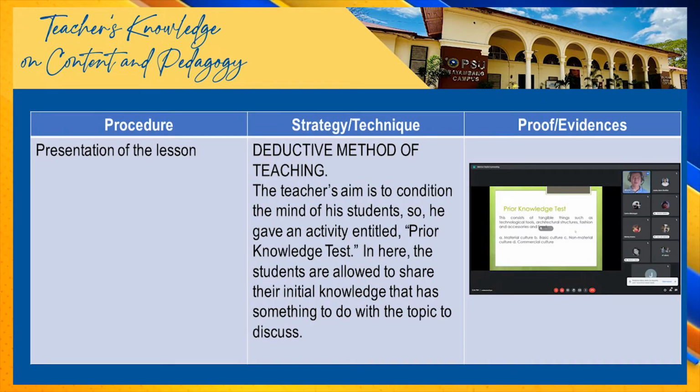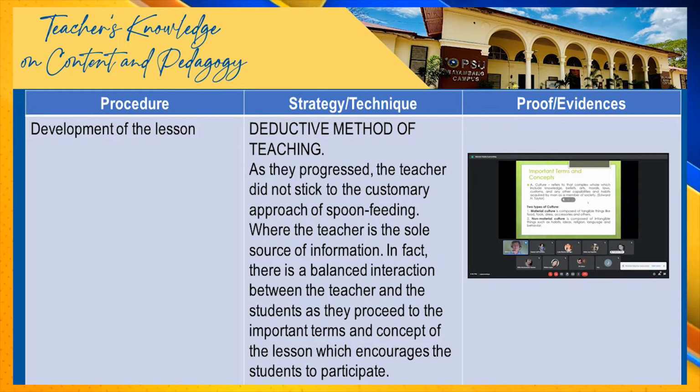The second one is the presentation of the lesson, and this is a deductive method of teaching because the teacher's aim is to condition the mind of his students. So, he gave an activity entitled Prior Knowledge Test. Here, the students are allowed to share their initial knowledge that has something to do with the topic to discuss. The third one is the development of the lesson, and this is a deductive method of teaching.